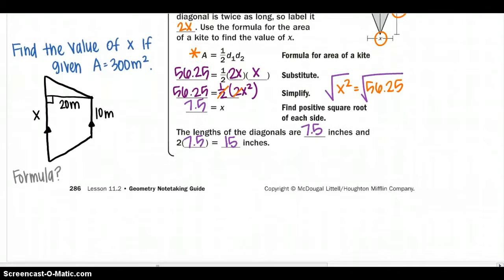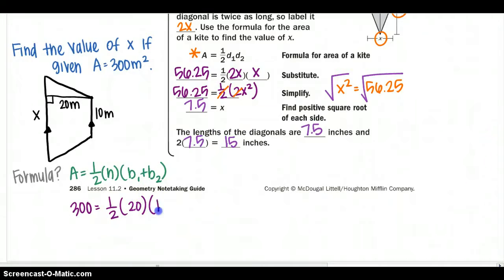Alrighty, let's do this example quickly. We'll look at our formula for a parallelogram or a trapezoid. 1/2 height, and then I'm going to add my base 1 plus base 2. And I have my area that they gave me, 300 equals 1/2. My height would be 20, and then my bases together, and you can work that out to find x.